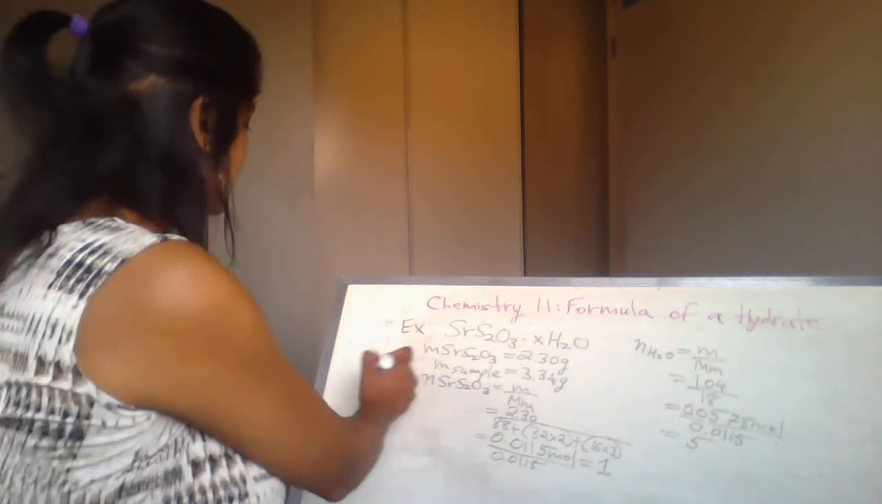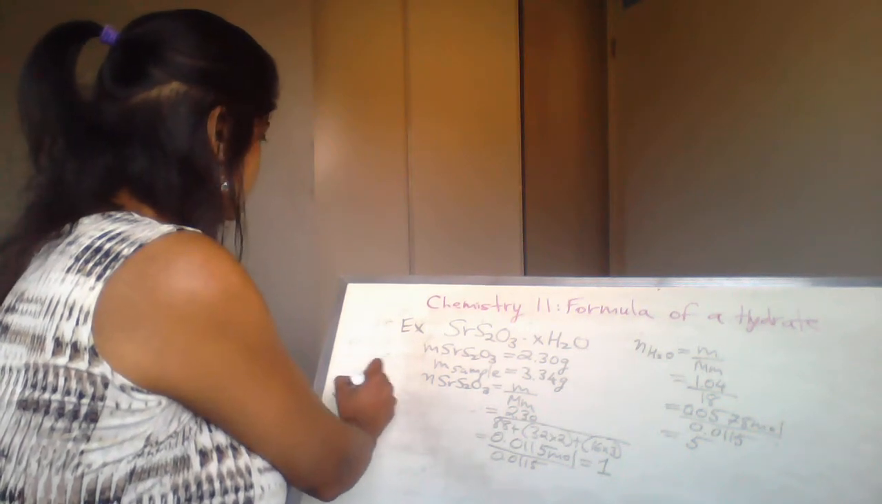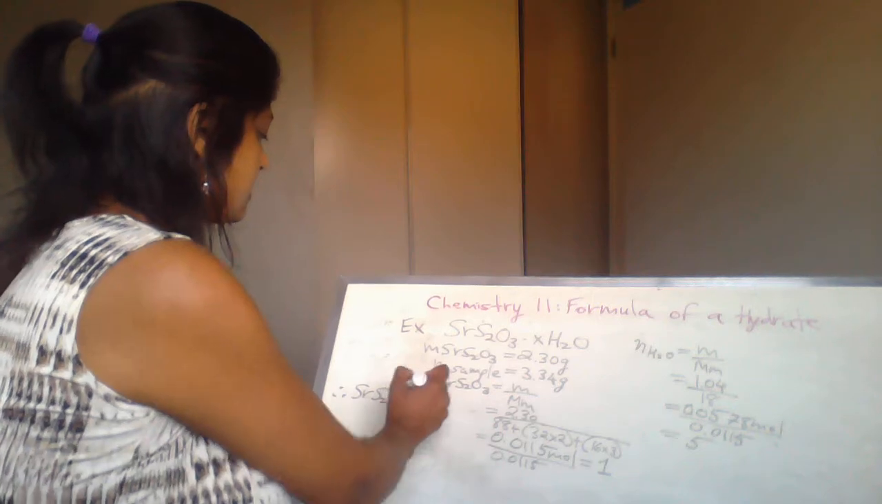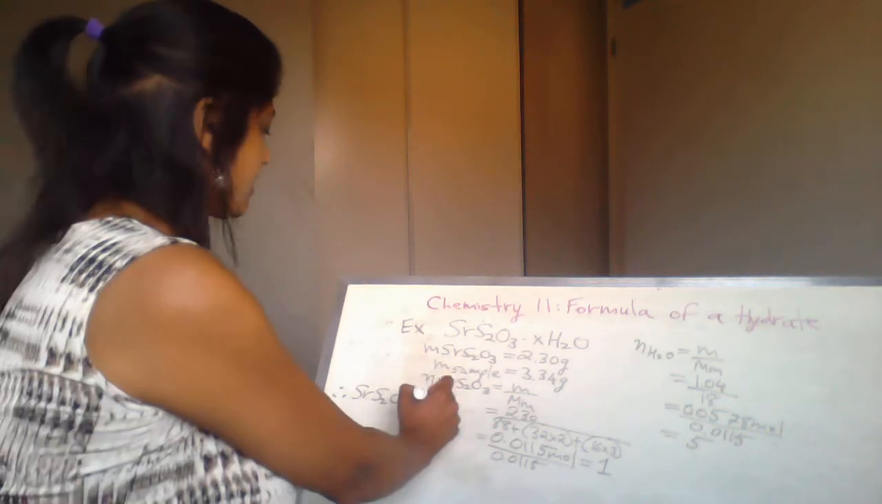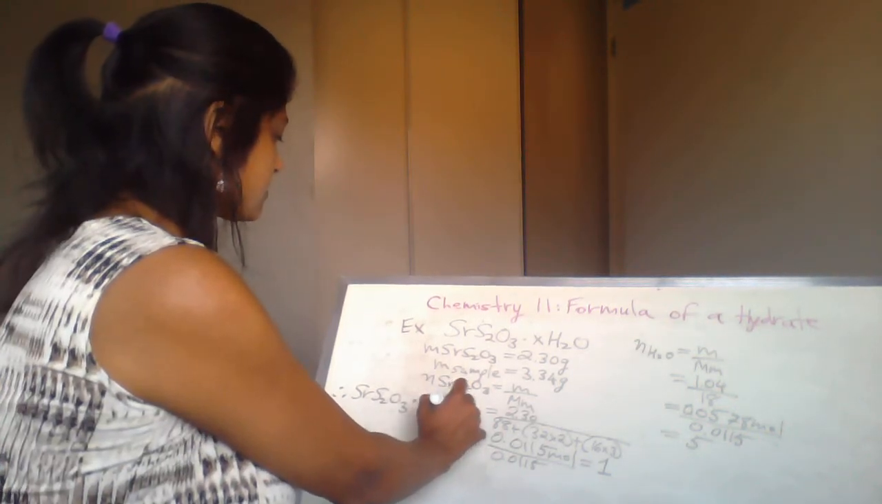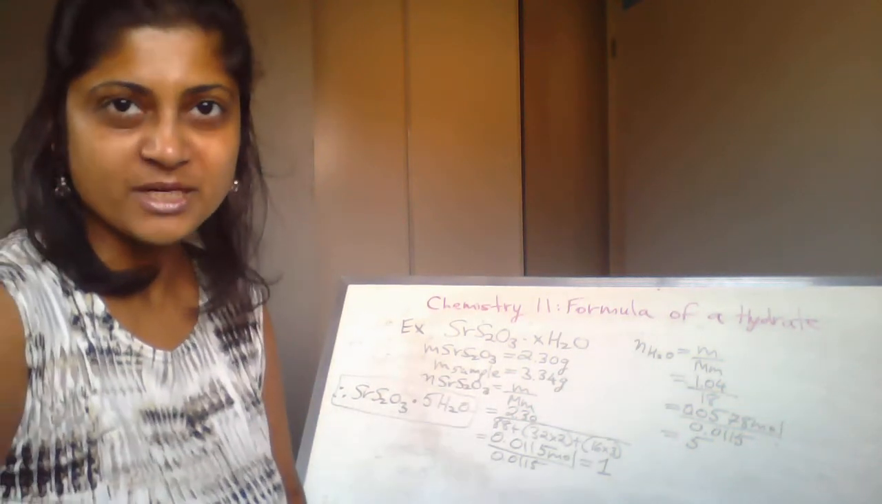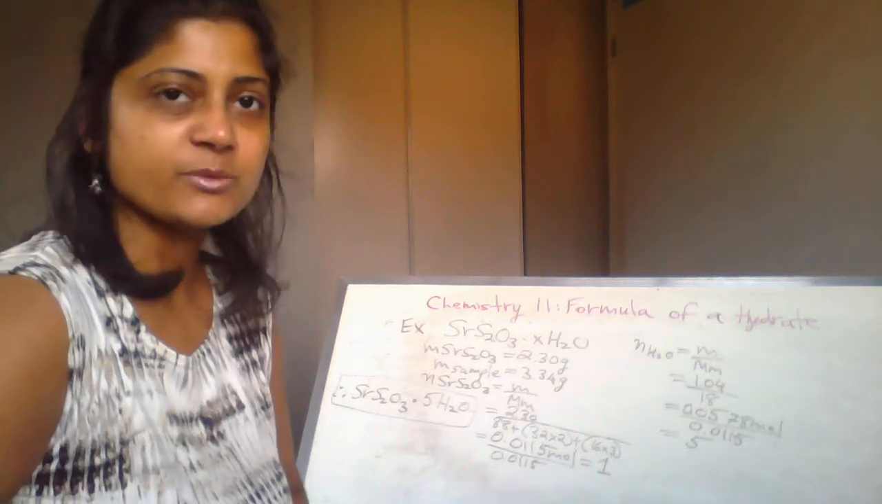So let's write our answer here. Therefore it's SrS2O3, and I'm going to put the dot. There are 5 molecules of water that are attached to this compound. And that's how you're finding the formula of the hydrate.